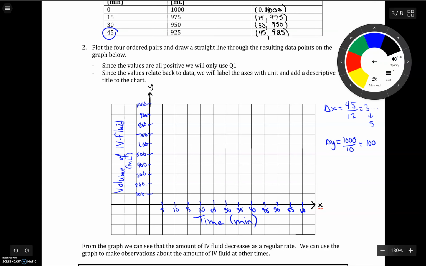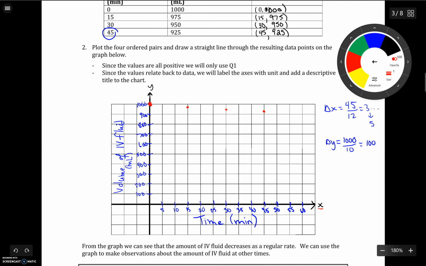Okay, now that I've got my grid all organized, I'm going to label my points. I've got (0, 1,000). I'll do it in red so it stands out. Excellent. (15, 975). Okay, (30, 950), and then (45, 925). Excellent. The next thing I have to do is connect those points with a line.